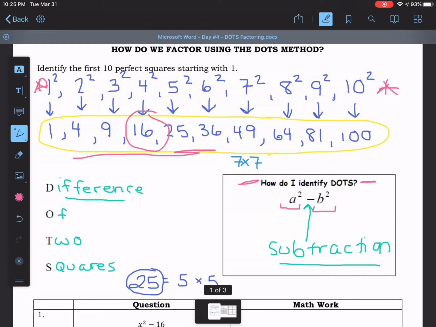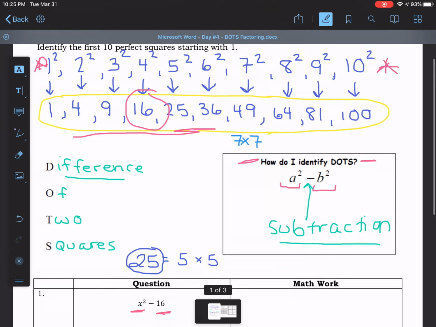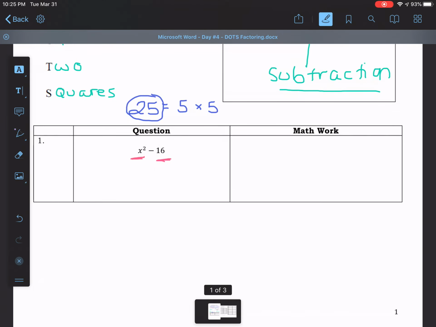So what I would actually always do is at the top of a sheet or any practice you're doing is I would write this list out so that you have it in front of you, and I would do it just the way that we did it up here, just going 1 squared, 2 squared, 3 squared. You don't need to sit and memorize it, okay? All right, so we know that this is going to be dots, okay?